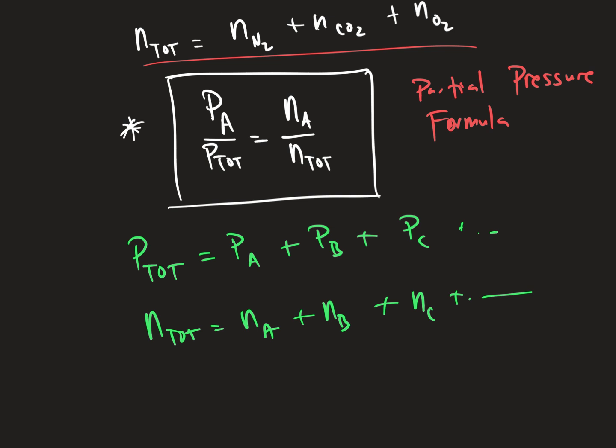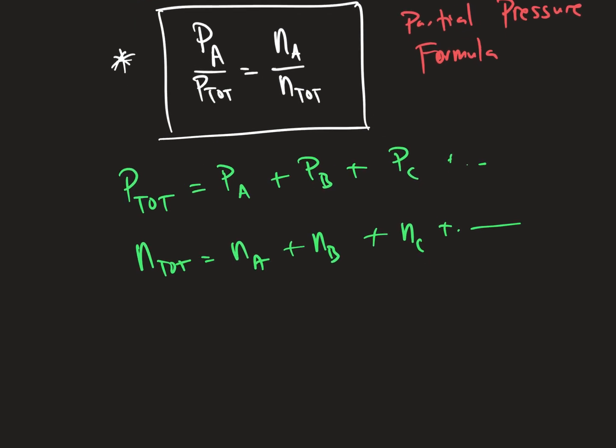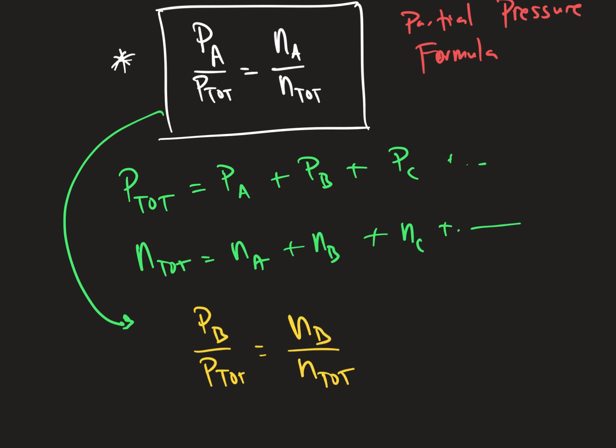Yes. And so we can also say from here that the partial pressure of B over the total pressure is equal to the number of moles of B over the total number of moles. So it stays the same with whichever gas you have. So notice this is the same gas, and this is the same gas. And that has to be that way. Good?